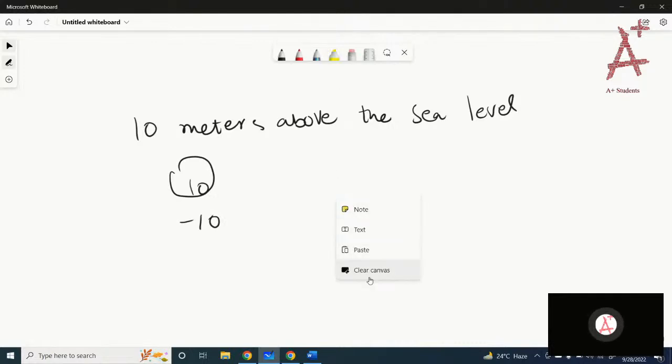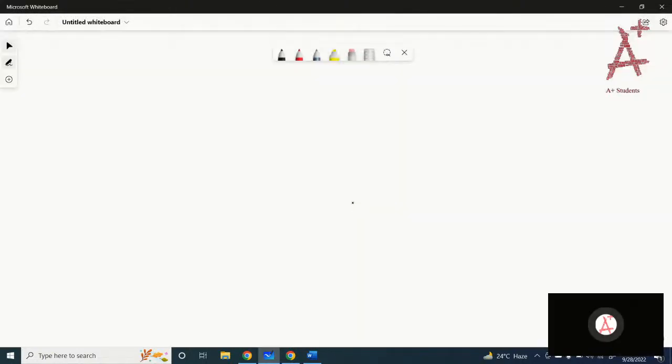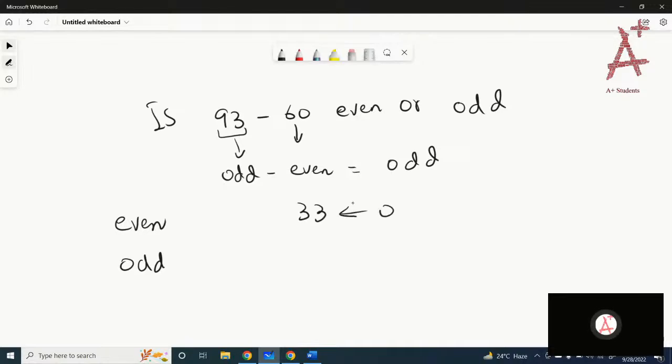Okay, the next one is 93 minus 60, even or odd? So you have to apply divisibility arithmetic rules here to find if the answer is even or odd. You don't have to subtract them. The options given are even or odd. So what about 93? 93 is an odd number. 60 is an even number. So when you're subtracting an even number out of the odd one, the answer must be odd. You can check by subtracting. When you subtract 60 out of 93, it would be 33, and 33 is an odd number.